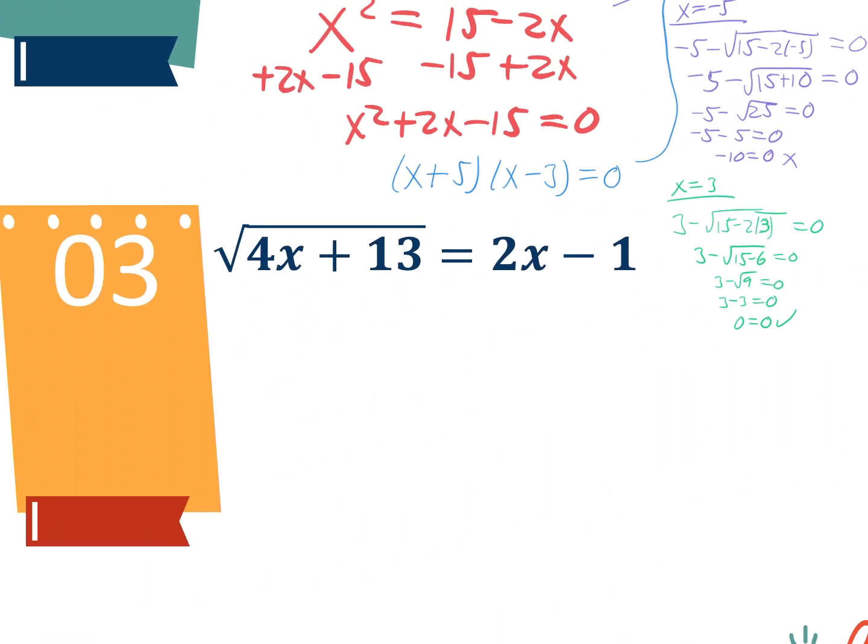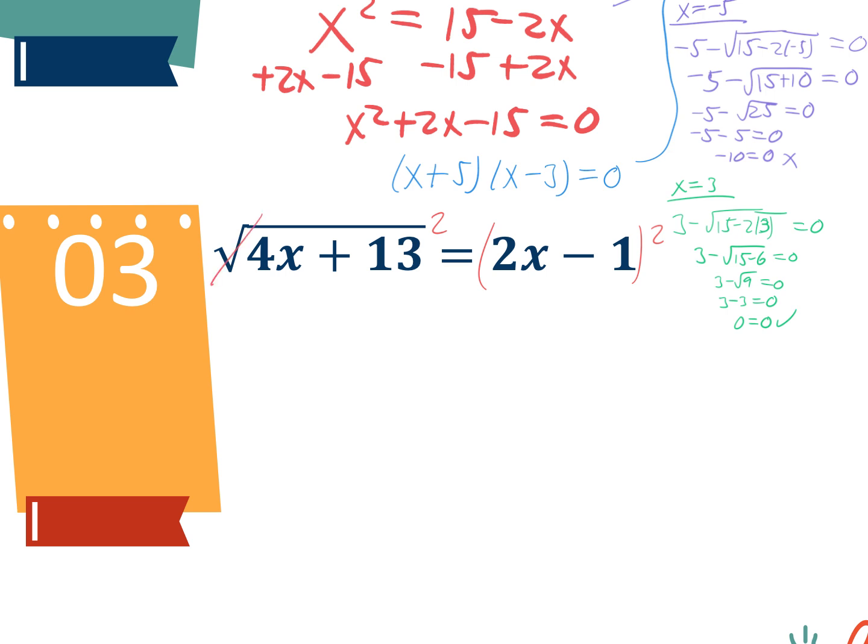So looking at this one, it already has the radical by itself. Now remember, that's always the first thing that you want to do. You want to check if the radical is by itself. Now over here it is. So if the radical is by itself, the first thing you want to do now is to square both sides. All right, so square the left and square the right.